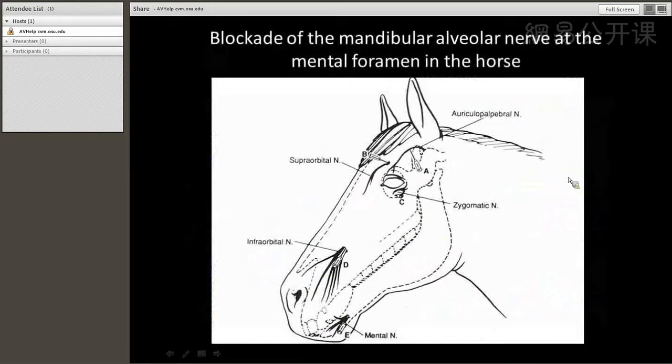In horses, you can block the mandibular alveolar nerve, but you have to do it at the mental foramen. So it's really challenging to try to do one at the mandibular foramen. And so you'd have to go through right here at the point of the mental foramen in order to block the mandibular nerve. And that means you're going to need to use a really, really long needle.